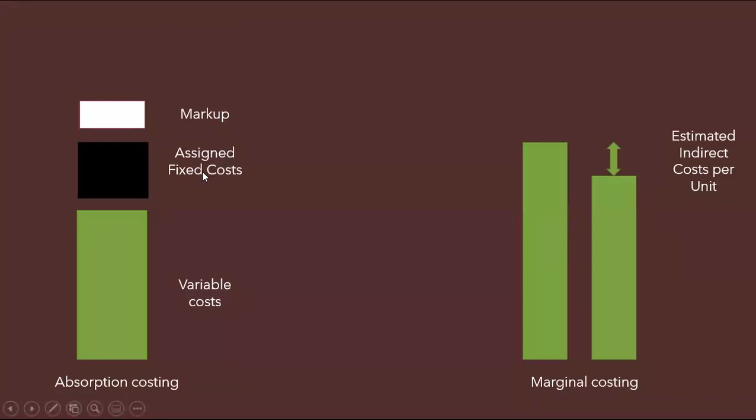And we add the assigned fixed cost on top of the variable cost. And the total of them will be the cost of the product. And after that, we add some kind of markup based on a percentage of the cost on top of the costing. Then all of that is the total unit price of that product.